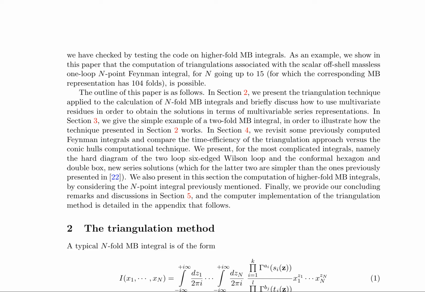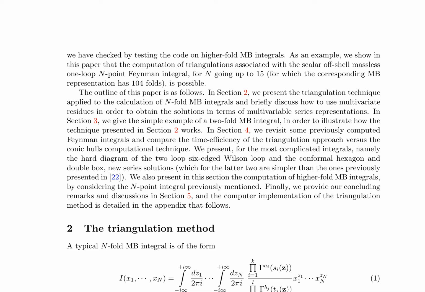Computation of n-fold Mellin-Barnes integrals is a crucial step in evaluating Feynman integrals for high-energy physics calculations. To efficiently compute these integrals, a novel technique called the triangulation method is introduced. This approach applies multivariate residues to obtain solutions in terms of multivariable series representations. The general form of an n-fold Mellin-Barnes integral involves a complex set of variables and gamma functions.